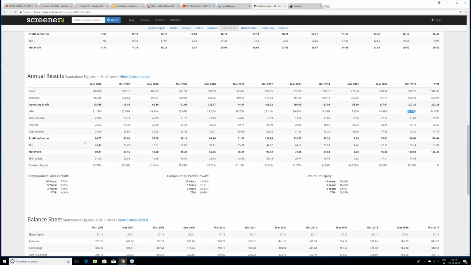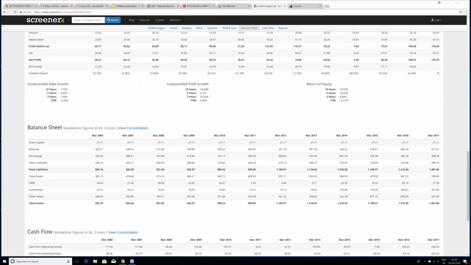And then let's see profit before taxes. So let's see what's happening to the profit before taxes. That has gone dramatically up. If you see, from 84, it has become 178, almost double. Not very, very high, but still they have gone up. Dividend payout has actually gone down. Like they were paying 33.72%, but now they are paying 22.5% dividend, right? So that's okay.